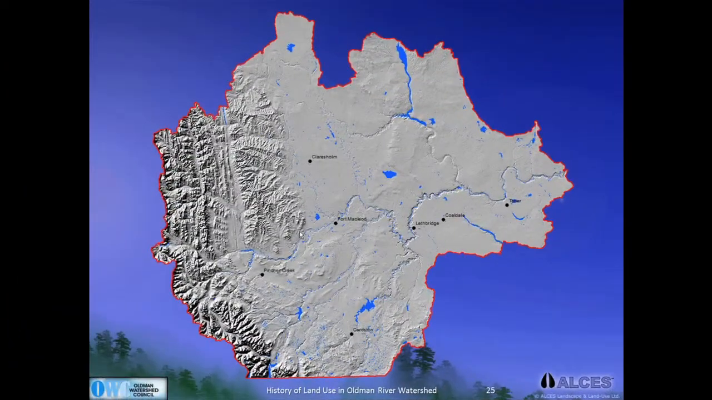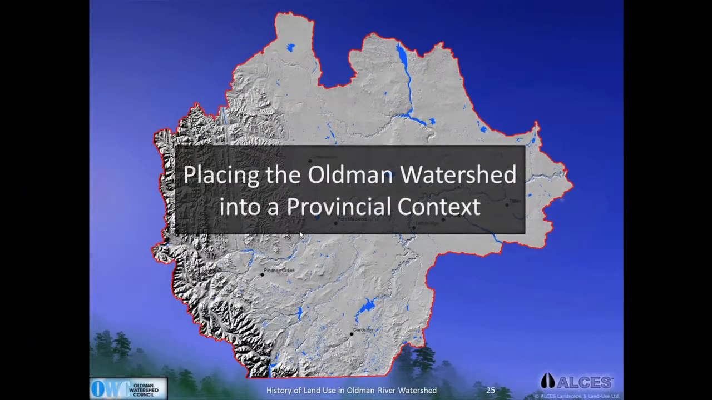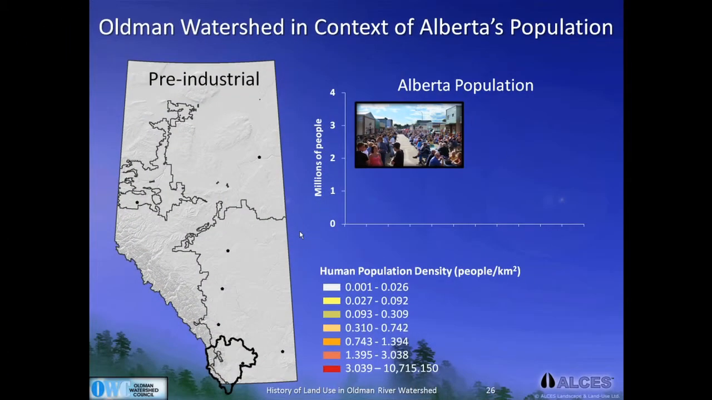So let's place the Oldman Watershed into the provincial context. Although the focus is the Oldman Watershed, it's helpful and I think constructive to understand how its footprint compares to the province in which it's found. So here we see Alberta. These lines, of course, represent the distinction between the green, primarily public lands, and the white area, primarily private lands.